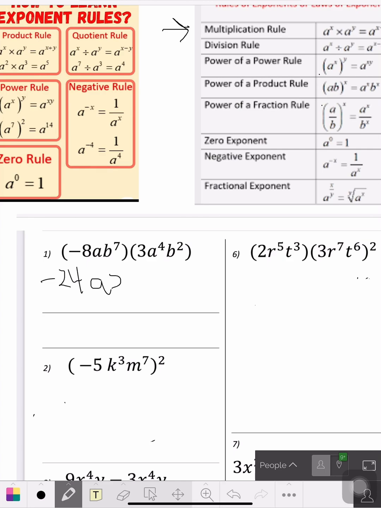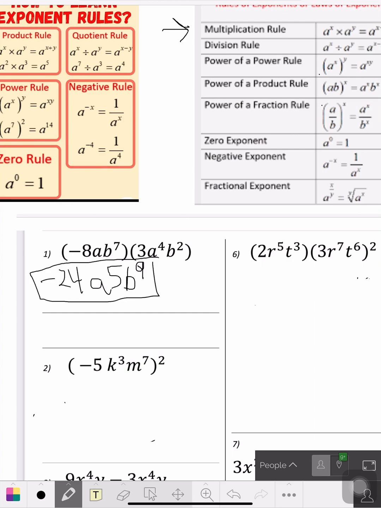A to the fifth. Now let's go to the b. Remember what we said, we add these. So it's b to the seventh times b to the second. So we add them, so it's going to be b to the ninth. And that's all there was to it. See how easy that turned out to be? Okay, let's go down to the next one.